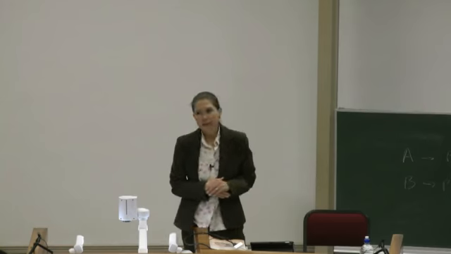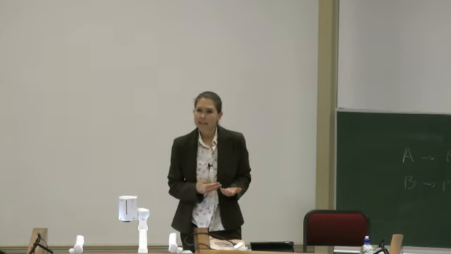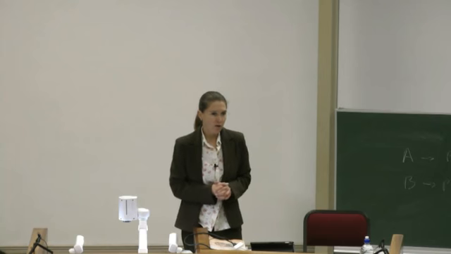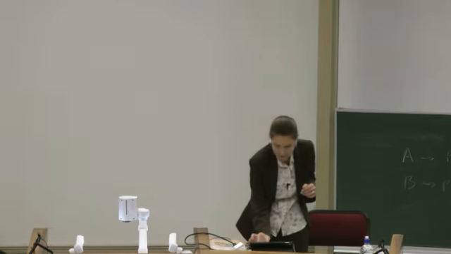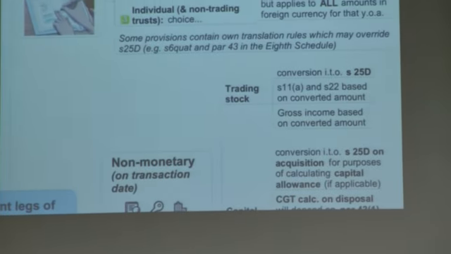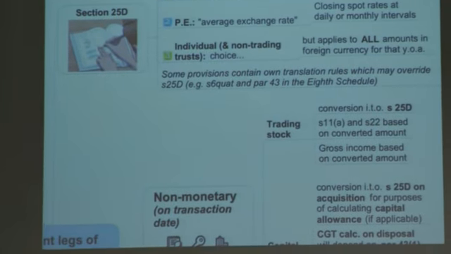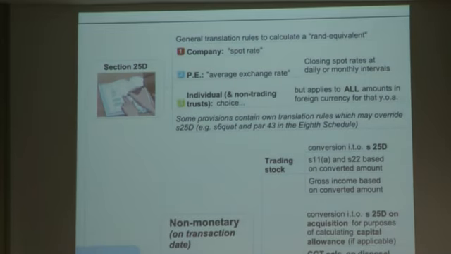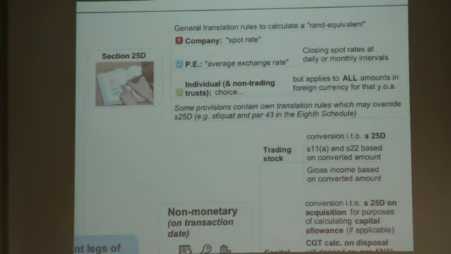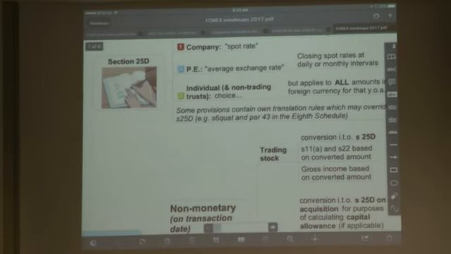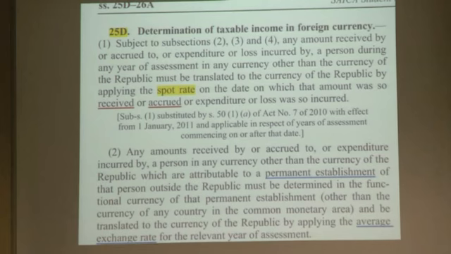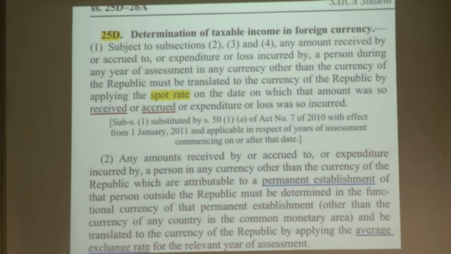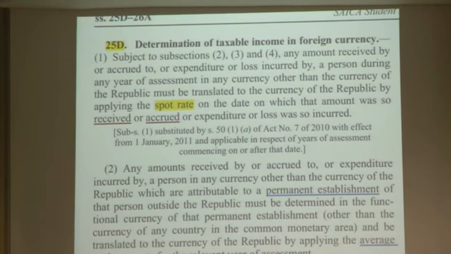So in the end, when we need taxable income and we need to know what tax is, we need a rand amount. So the first starting point is, as soon as you have something in a foreign currency, we're going to need to convert it to rands. The general rule for conversion is in section 25D. I want you to look in your legislation at 25D, and I'll show you the subsections that we will cover. The heading is determination of taxable income in foreign currency.